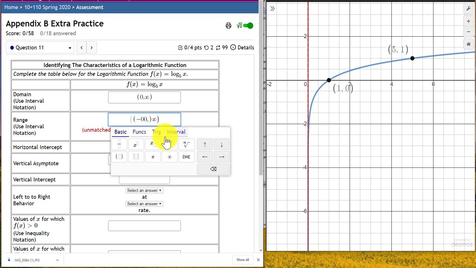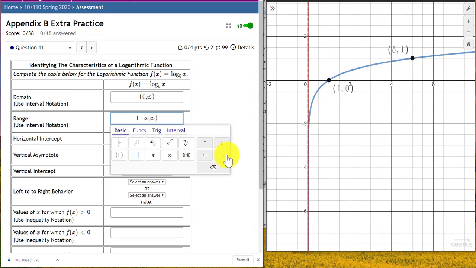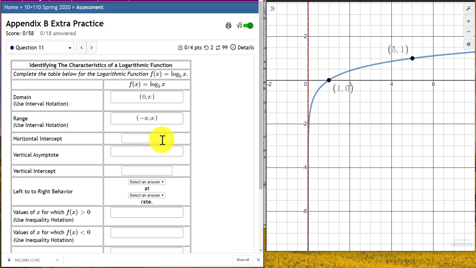And it does not look like it liked my infinity. I'll use that one there with a comma. And now I got that one. Now, horizontal intercepts. Does it cross the horizontal axis? Well, right here we can see clearly all log functions cross. The basic ones always cross at 1, 0. So we were good on that one.